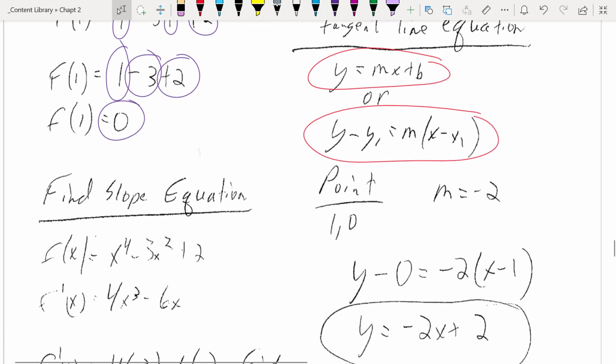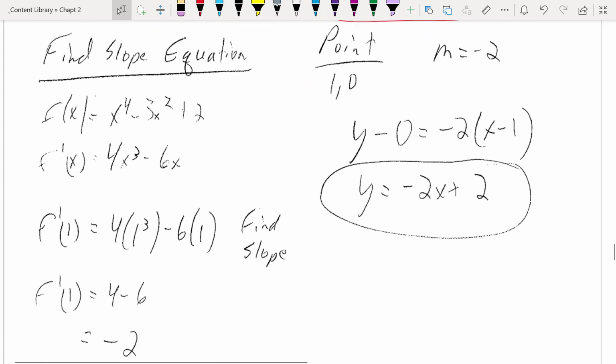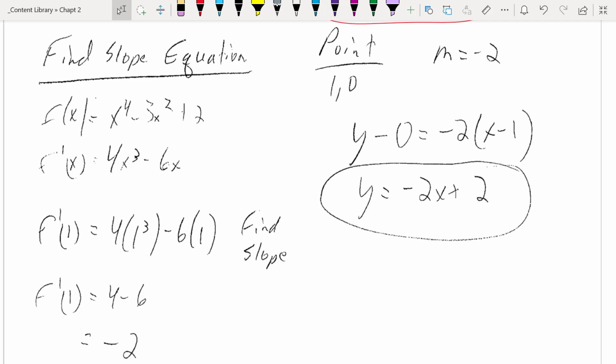Now that I've done that, I can go ahead and find the slope equation. Remember, the slope equation is the first derivative. So here's my point, 1 and 0. Now I'm going to find the derivative of x to the fourth minus 3x squared plus 2. In order to find the derivative of x to the fourth, you take that 4 and multiply it out front and then subtract 1 from the power. That's going to give you 4x cubed.